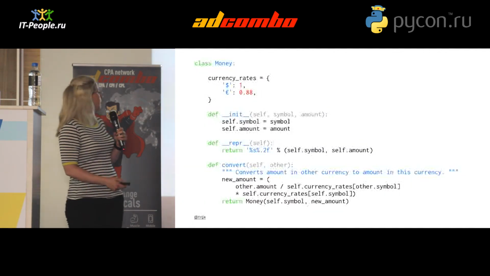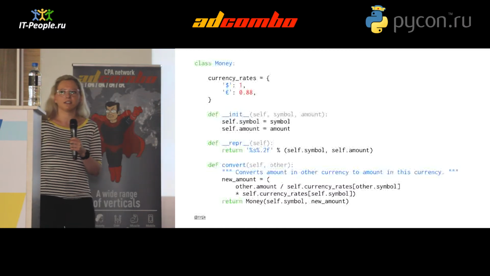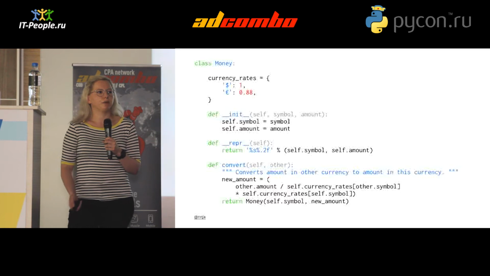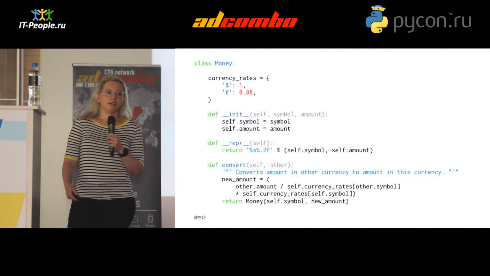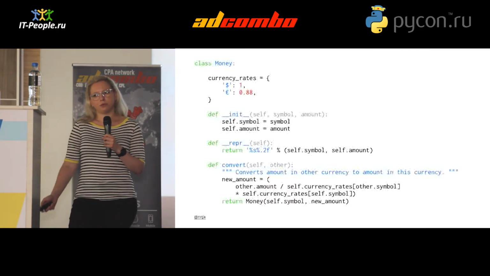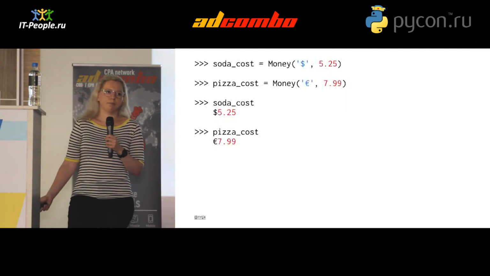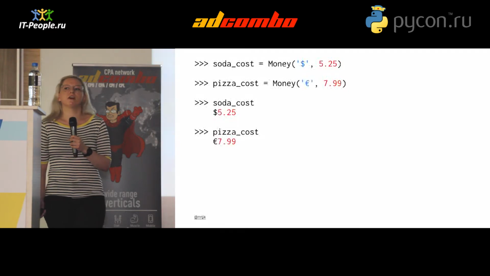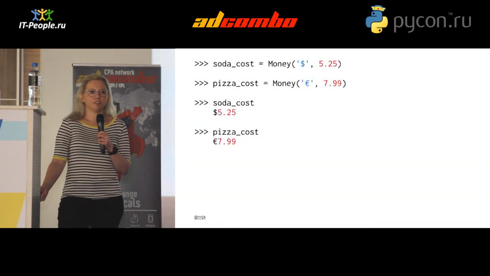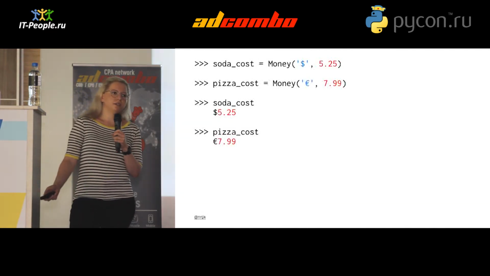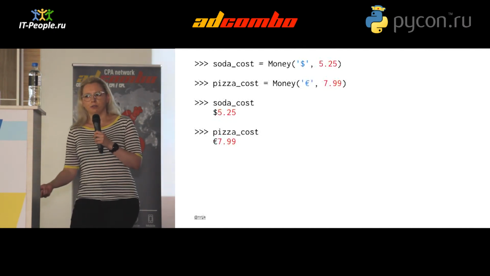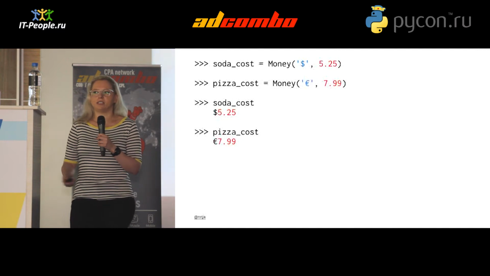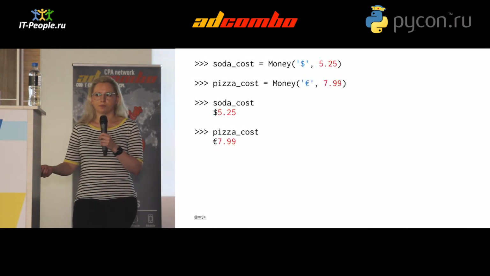So in this code example, we have a simple currency class. It knows about the rate for a particular currency, and it knows how to represent that currency, and it knows how to convert from one currency to another. Okay, so pretty basic stuff. Here we're representing the cost of 2 meals in different currencies, soda in dollars and pizza in euros. Because we implemented that dunder repr magic method, we can see a nice printout of each of these.